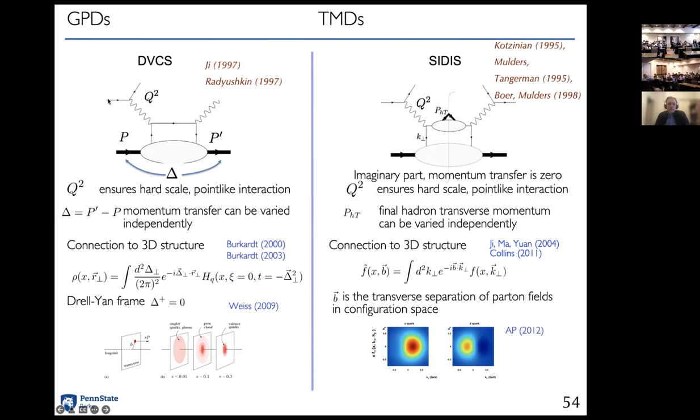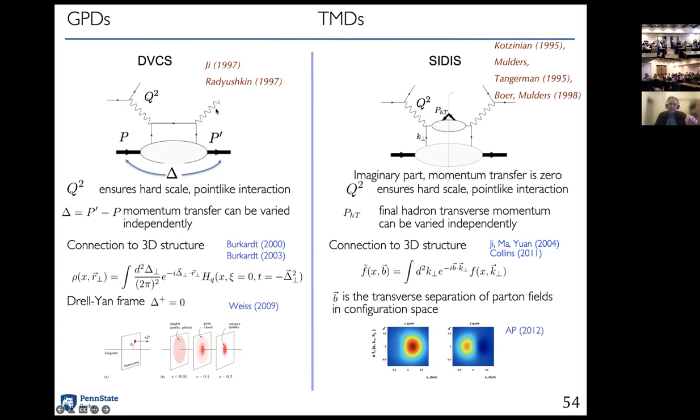So now the process is the scattering of the photon off the proton, such that an additional photon is emitted, but the proton itself is not disintegrated. So we have the transverse momentum between initial and final proton. Q squared here ensures the hard scale. So now the resolution scale is small, so that we have a point-like interaction with the parton inside of the nucleon. So here again, we have this sort of handbag diagram.